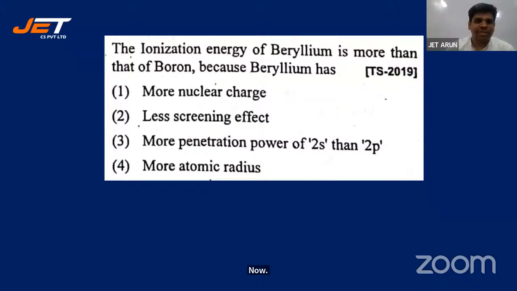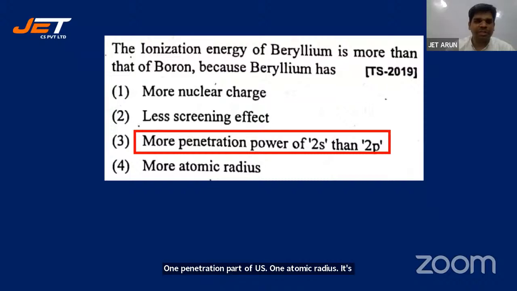All right, the ionization energy of beryllium is more than that of boron because beryllium has more nuclear charge, less screening effect, more penetration power of 2s than 2p, more atomic radius. It's more penetration power of 2s than 2p, sorry. All right, is it clear?